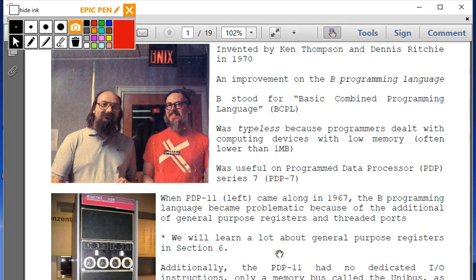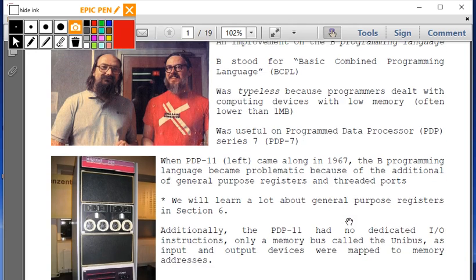Now, the issue is, when it came along, the typeless languages became antiquated. So it became hard to implement the B programming language on here. So we're going to learn a lot about general purpose registers in section 6 by involving types, which is your int, float, char, string. That was the innovation from B to C.